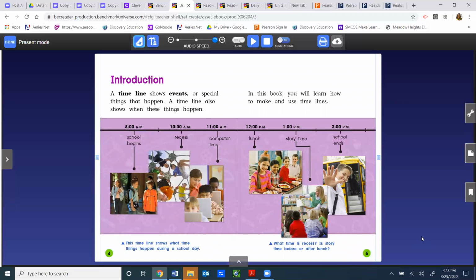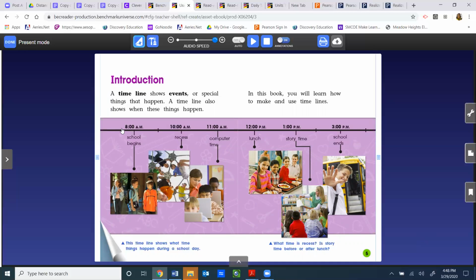Introduction. A timeline shows events or special things that happen. A timeline also shows when these things happen. In this book, you will learn how to make and use timelines. Let's look at the photographs and the timeline that is helping us better understand the photographs. Let's start over here on page 4.